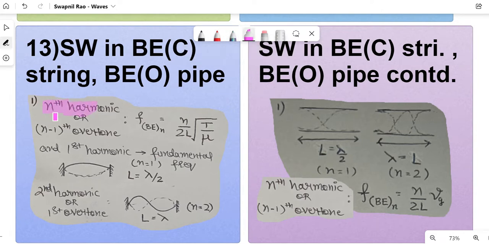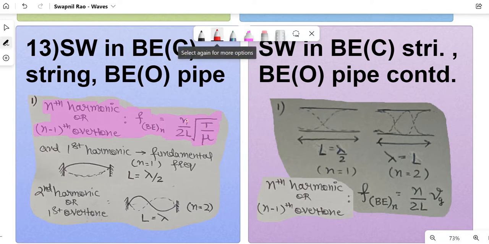Nth harmonic or n minus 1th overtone. This is the main formula, by the way. I've written one formula which would be enough for everything. In case of SW, which means standing wave in both ends closed string, note that I'm doing both ends closed string right now. Please listen to me carefully. In that case, it would be F_BE(n), which means frequency of both ends closed string, and n, because this is a general formula.